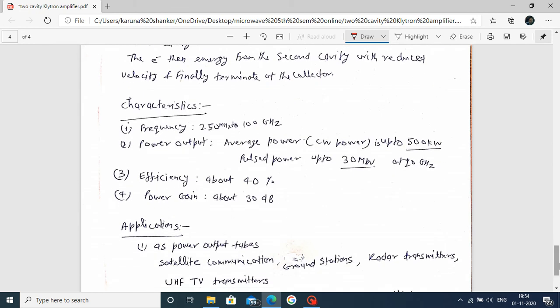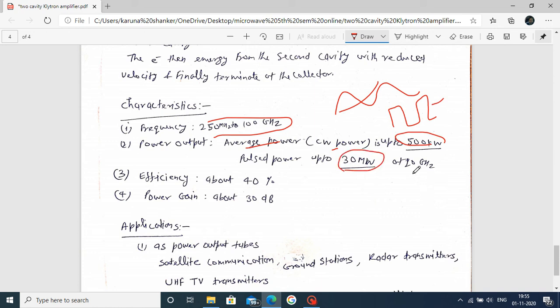Now the characteristics, focus. What are the properties or characteristics of this two cavity klystron? The frequency range generally used is up to 100 gigahertz. We use this two cavity klystron. The average output power means continuous power. There is continuous power in this form, and pulsating power means pulse form. In pulse form the output goes up to 500 kilowatt. In the pulse form, the output goes up to 30 megahertz. This is observed and we consider 10 gigahertz. This is the power output.